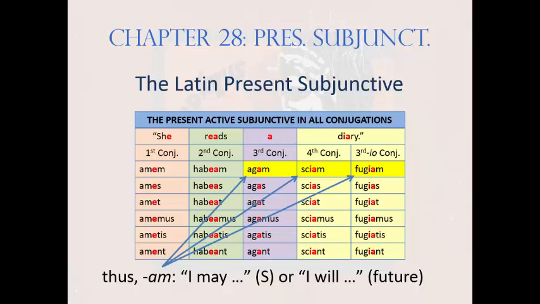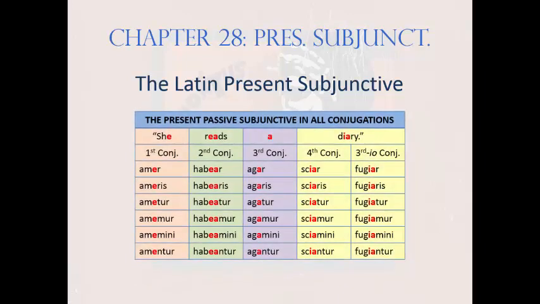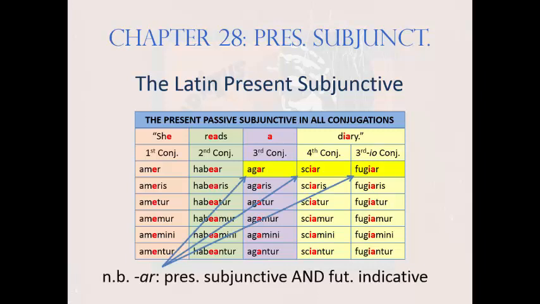Hey, I've got an idea. Want to make these subjunctive forms passive? Yeah, sure you do. It's simple as can be. The subjunctive has nothing to do with voice, so there's nothing new to learn here, except to note that, just like in the active, AR in third conjugation can be subjunctive or future.